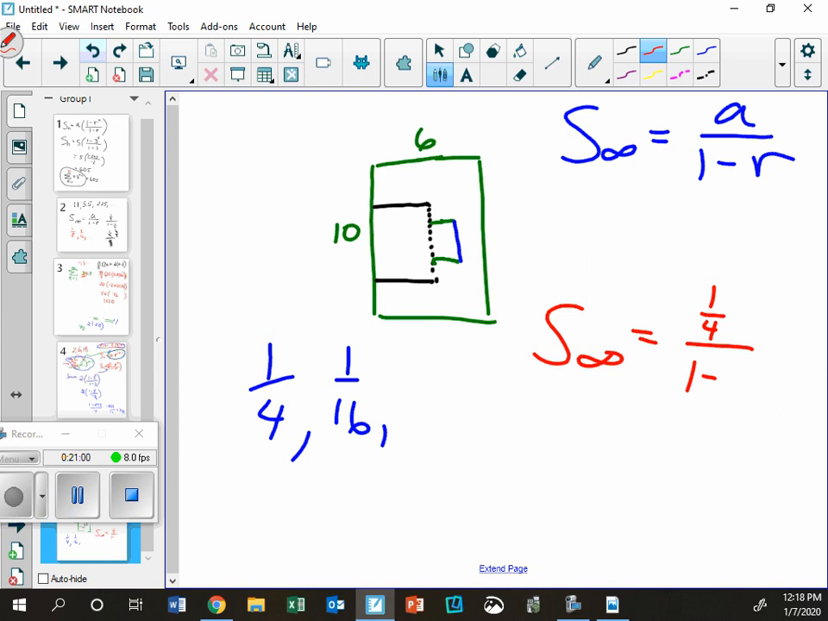Well, how do you get from here to here? Think of it this way. 1/16 divided by 1/4, but it's kind of hard. How about, what did you multiply by to get from 1/4 to 1/16? 1/4. 1/4 times 1/4 makes 1/16. So that's 1/4. So that's really 1/4 over 3/4.